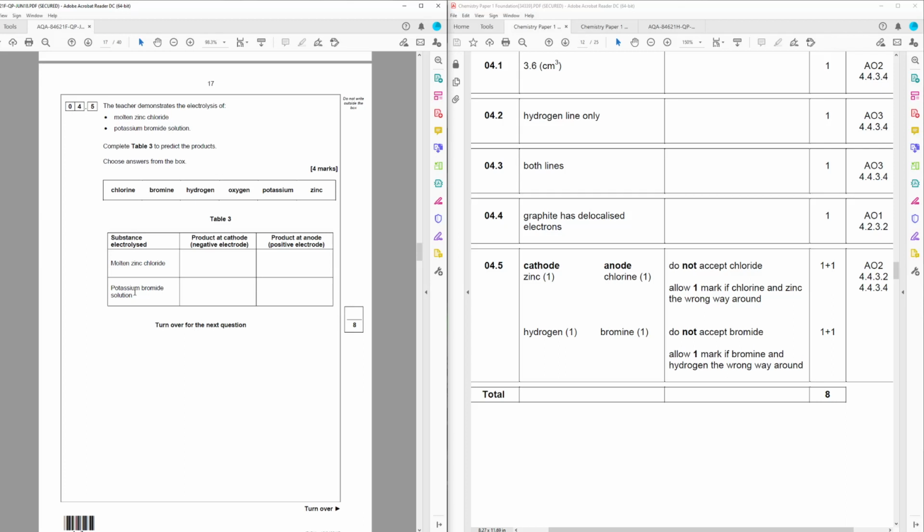So that was a relatively tricky one to put in the foundation paper. So don't be in any way disheartened if you got that wrong. Electrolysis is tricky enough as it is. And obviously, if you got hydrogen and bromine the wrong way around, you'd be fine.